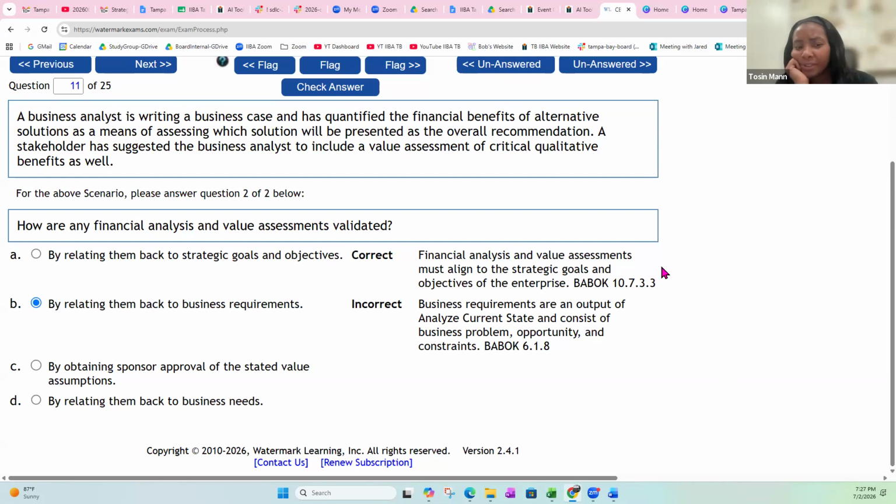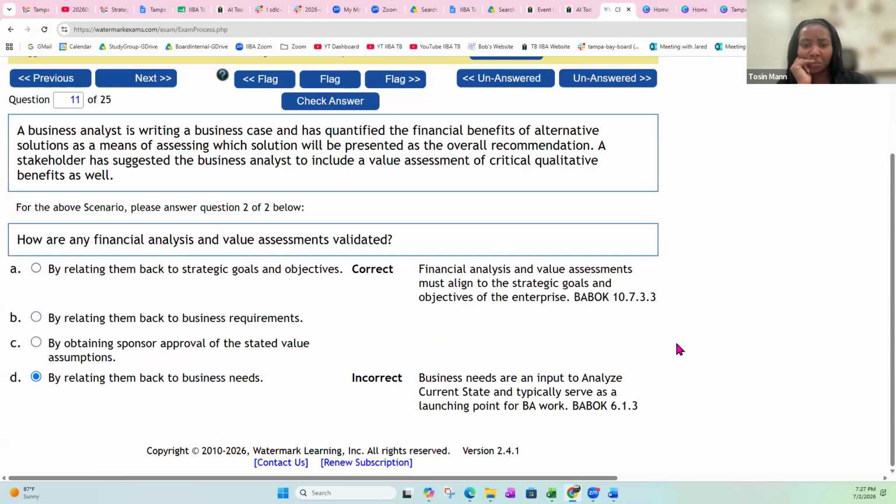Can we see why it's not D? Business needs are an input into analyze current state and typically serve as a launching point of BA work. Business needs are not part of this task.